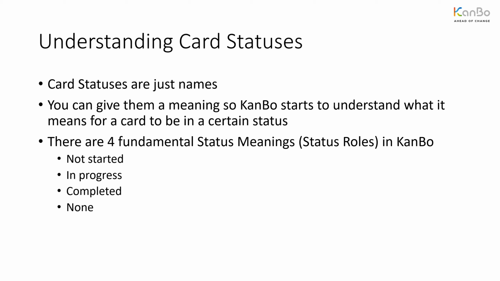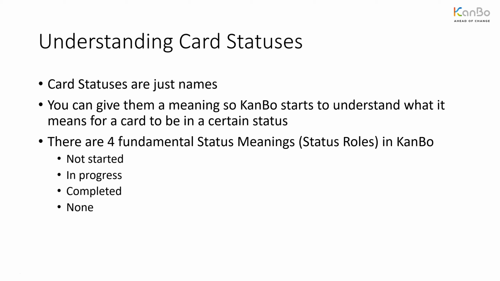So that's a good thing, but to KanBo, that's just random names. There is a way to give those names a certain meaning, so KanBo starts to understand better what it means for a card to be in this status, for example, in approval or finished and stuff like that. For this, we use so-called status roles, and there are four fundamental roles that I need to explain at this moment.